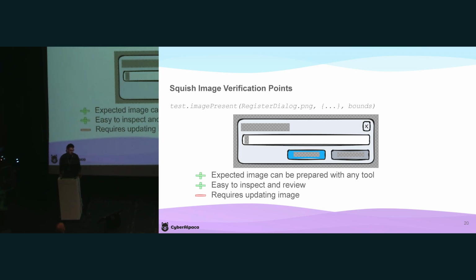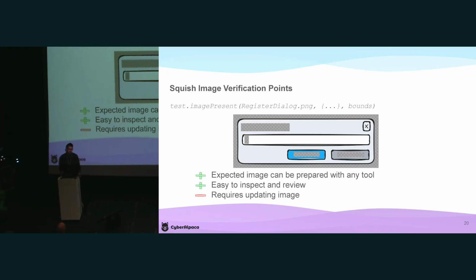So the first one is image verification point. With this one, with the single line test.imagePresent, we can verify if a certain image is displayed anywhere on the screen, or in a certain area of the screen, or even in the place where the object exists. This image can be a PNG file or a screenshot we take with any tool that we want to. I would just recommend cutting off all the dynamic elements, text, maybe animations, things that are constantly moving and that are a possible cause for the instability or flakiness of our tests.